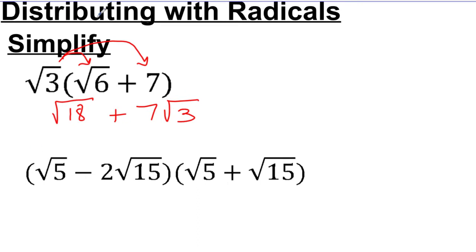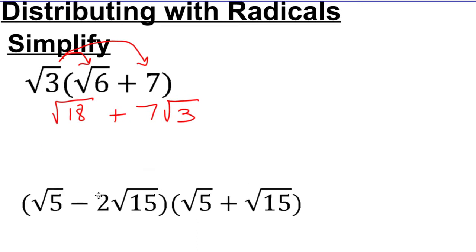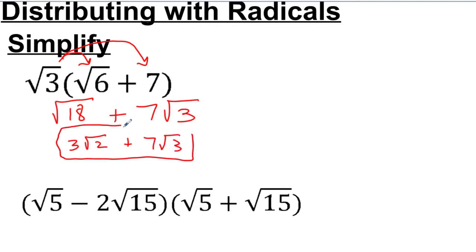And so I'm going to look at 18 and say, well, that's something that's going to simplify a little bit more. This is the square root of 9 times the square root of 2, so it's really 3 square root of 2, and 7 square root of 3. So I'd say in simplest form, this would be my answer.